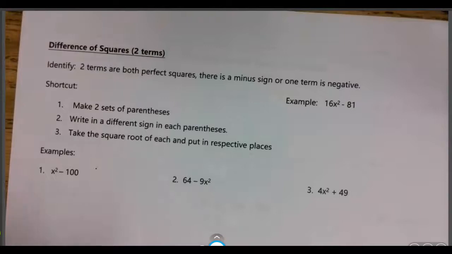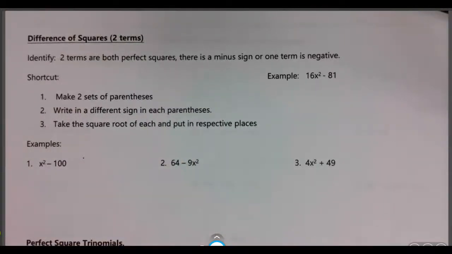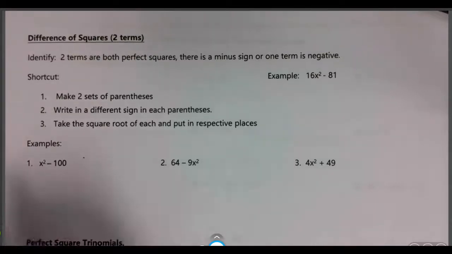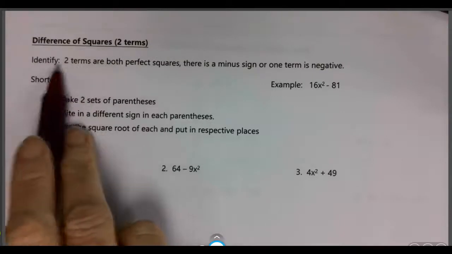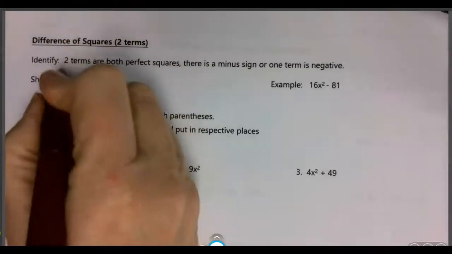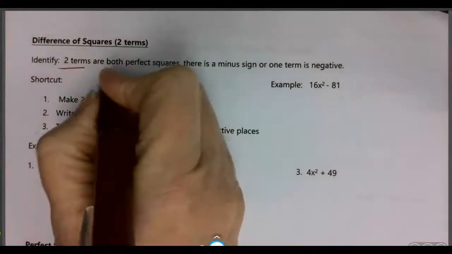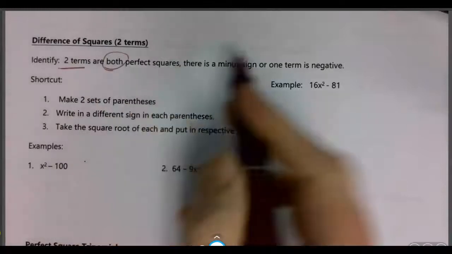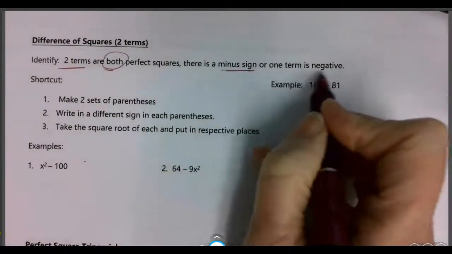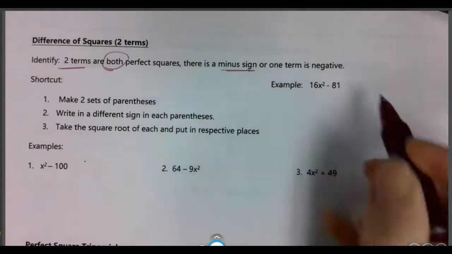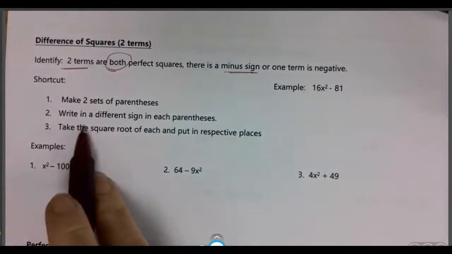Difference of squares. Now this shortcut I use all the time. Don't use the AC method on this one. I use a shortcut. So first you have to be able to identify 2 terms. That is crucial. And both have to be perfect squares. And there needs to be a minus sign, or at least one term has to be negative. So we're going to do this example, go through our shortcut.